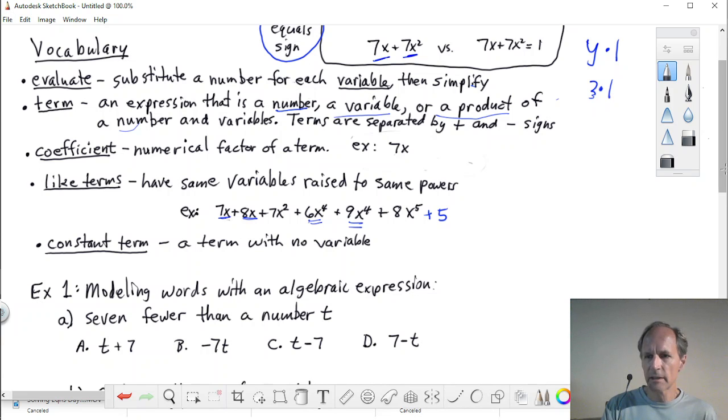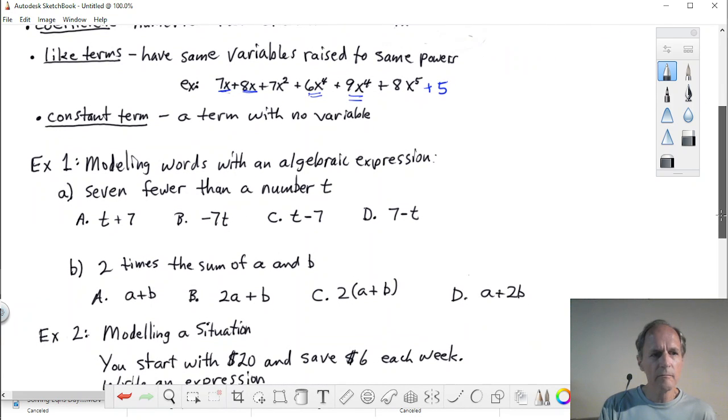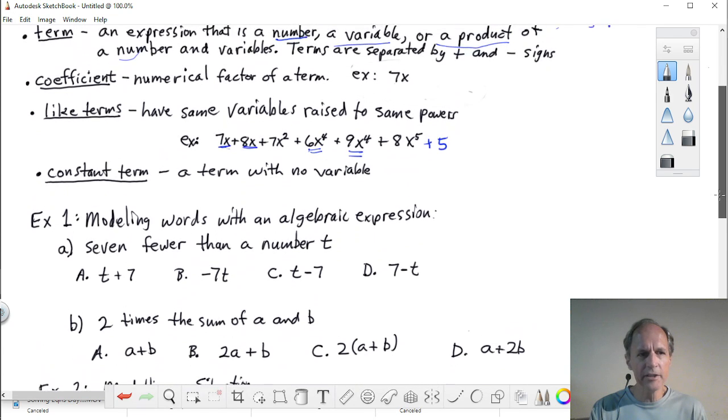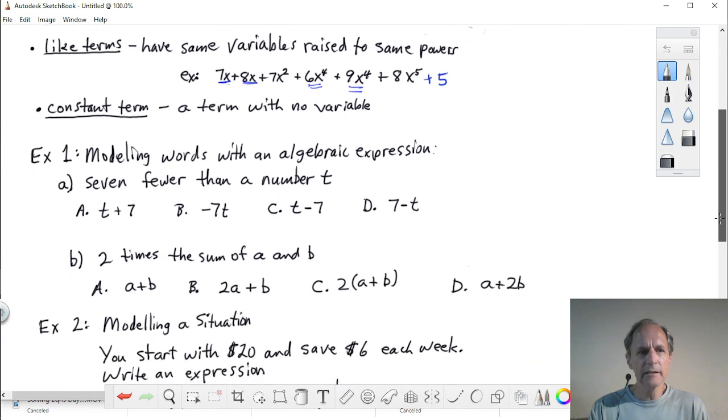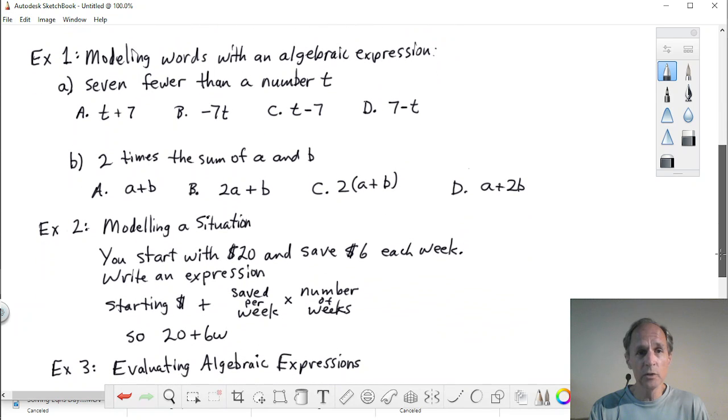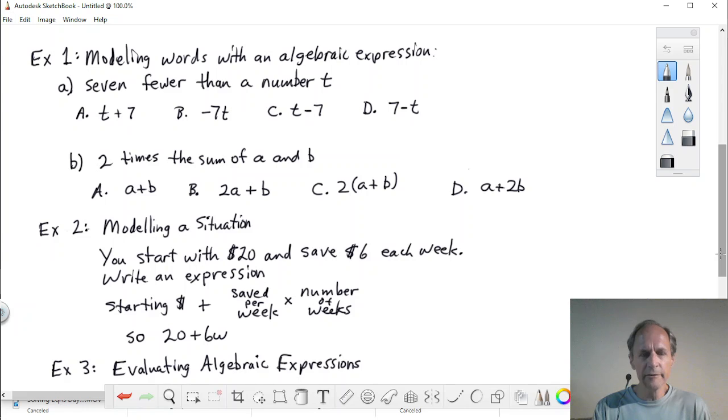I'm going to scroll this down. So let's look at some things we do with expressions. We've got some definitions. We understand how to talk about expressions. You know, what do you use them for? And one thing you can do is modeling words with an algebraic expression. So we have 7 fewer than a number t. We want to model that with an algebraic expression. 7 fewer than a number t.